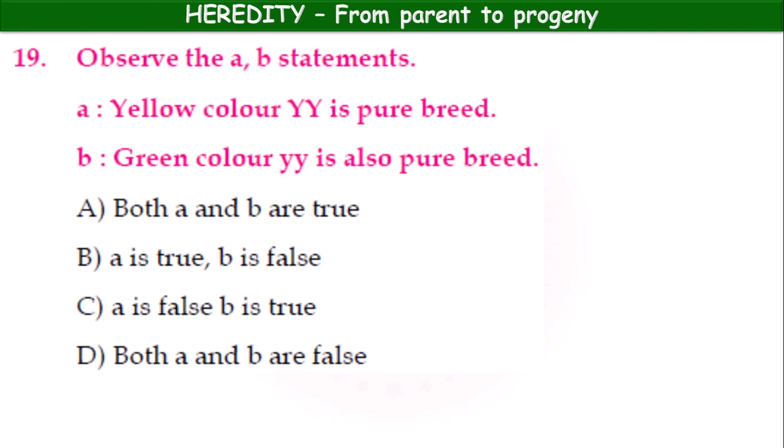Observe the A and B statements and select the option. Statement A, yellow color represented capital Y is pure breed. B, green color representing small y is also pure breed. Yes. Okay. Here the first statement is true and second statement is also true. Both A and B are true.